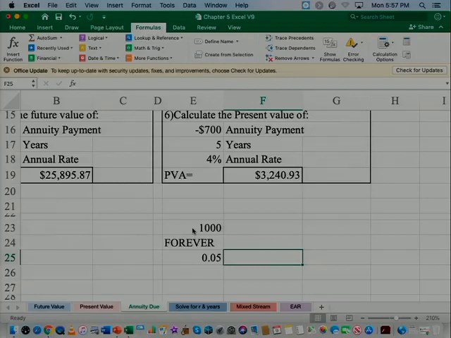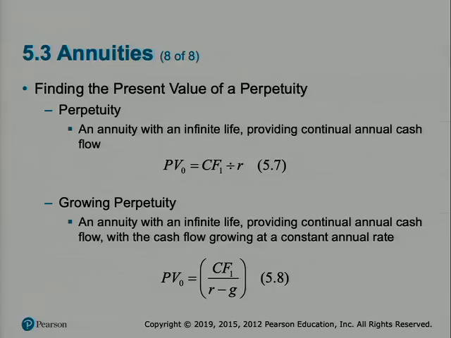All I need to do to find out the value of this is, I don't even use a function, I'm just going to use a formula. 1,000 divided by 5%, and this is the value of that, $20,000. And that's what's shown here, cash flow divided by rate. Pretty simple stuff. Now if the perpetuity is growing, it would be R minus G, which is rate minus the growth.